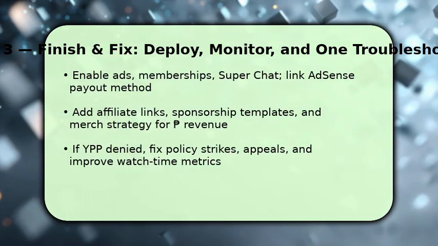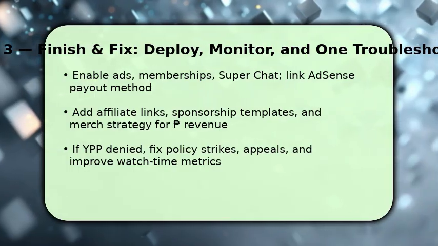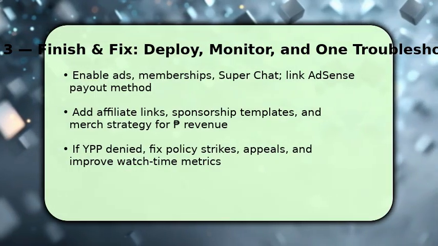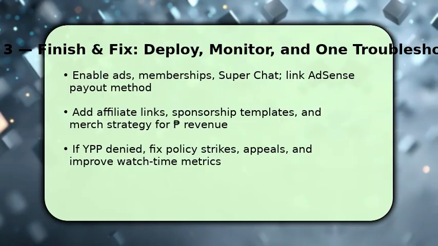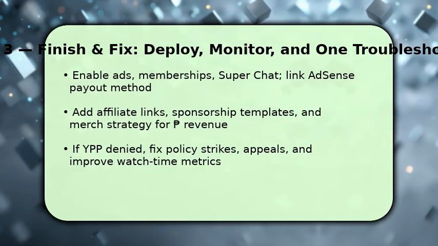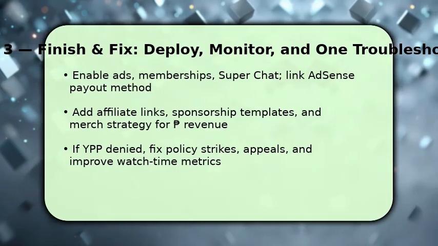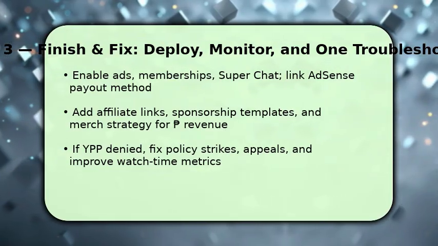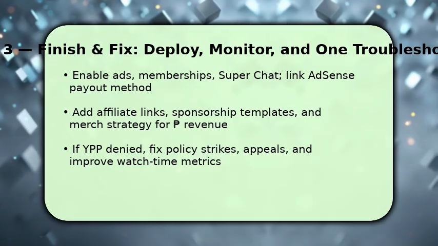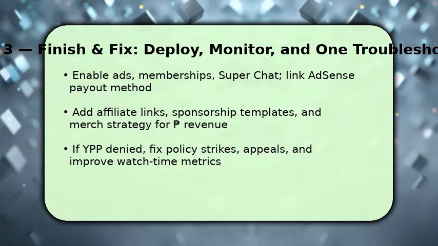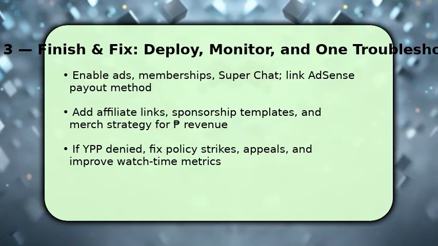Pitch sponsors with a media kit, add affiliate links, and test merch or Patreon for recurring income. If your YPP application is rejected or revenue is low, check for policy strikes, re-review content for copyrighted material, appeal where valid, and boost watch time with clearer hooks and better thumbnails, then reapply.